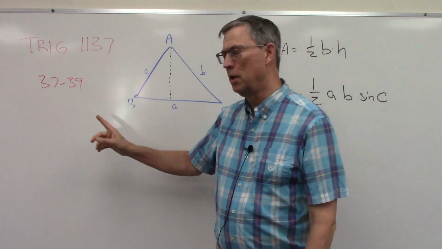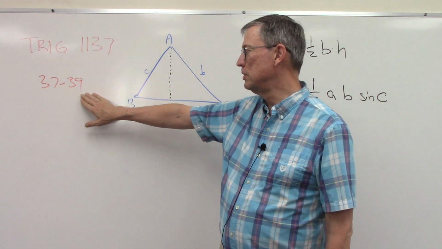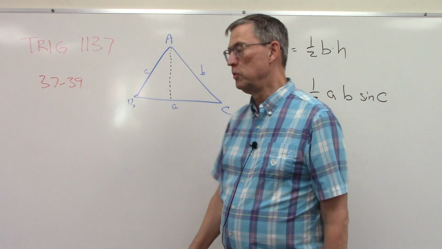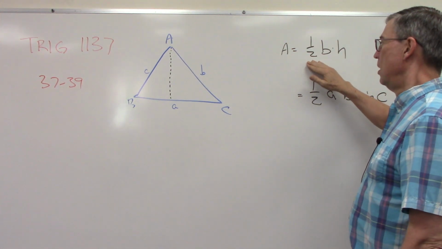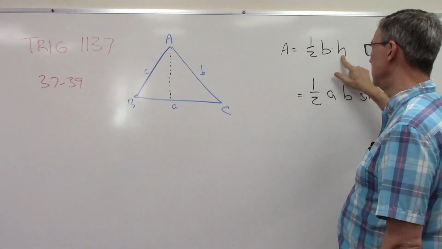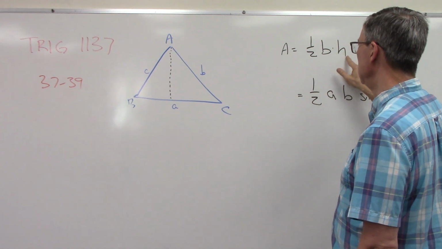All right, I hope you did well on your checkup, and we're going to move on to pages 37 to 39. Again, this is a fairly easy concept. We're using the area of a triangle as 1/2 the base times the height, where b here means base, and the height is the height of the triangle.